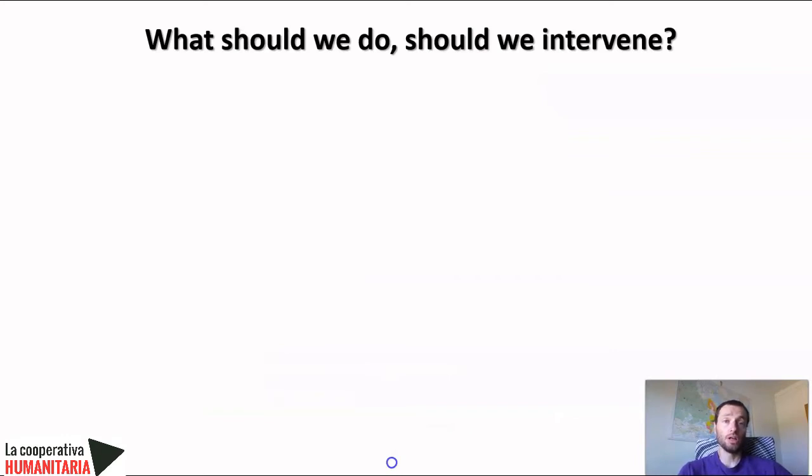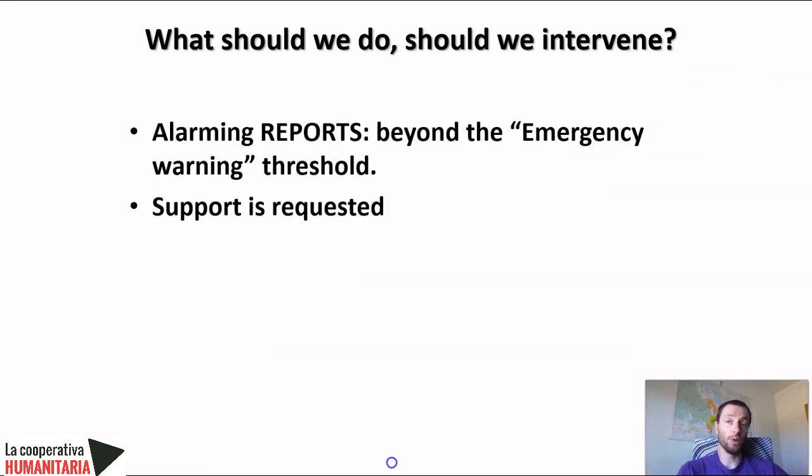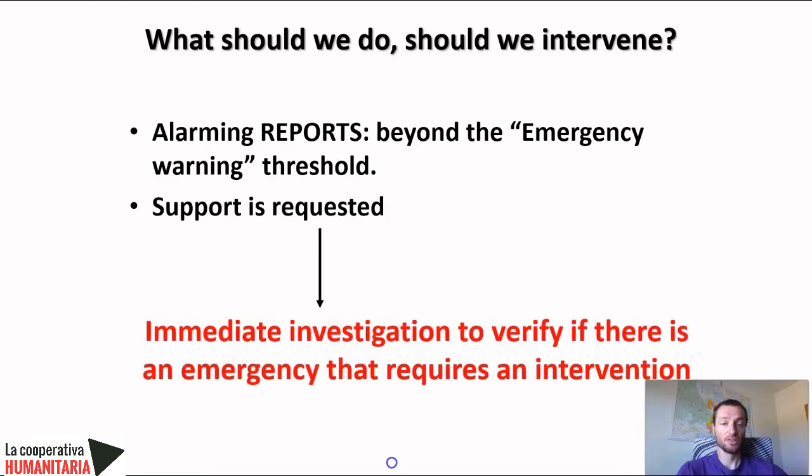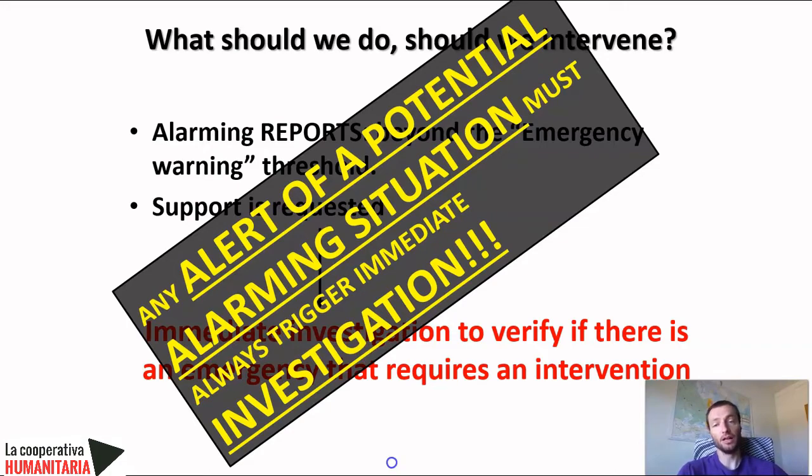So what should we do to intervene? When we are having alarming reports beyond the emergency thresholds and support is requested, we need to implement an immediate investigation to verify if the situation is an emergency or not. When we receive reports of a situation out of control, we go for an investigation to understand what's going on there. Potential alerts, an alarming situation must always be followed by investigation. We must have capacity to investigate all the alerts we are receiving in our teams.